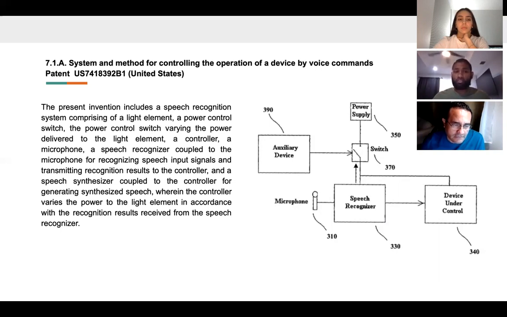Transmitting recognition results to the controller, and a speech synthesizer coupled to the controller for generating synthesized speech, wherein the controller varies the power to the light element in accordance with the recognition results received from the speech recognizer. Now, the biggest difference between this one and ours is we're using an RGB LED, red, green, blue, so we could change the colors. This one is mostly for just on and off, and they're using a speech recognizer, we're using an API, so it's a little bit different.